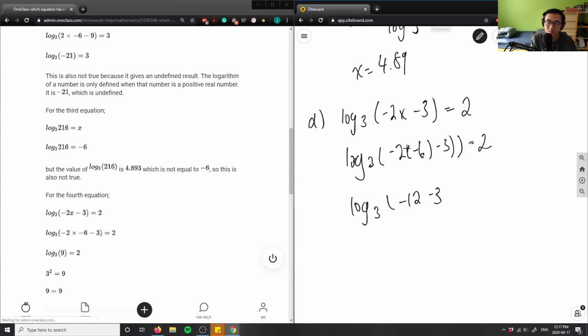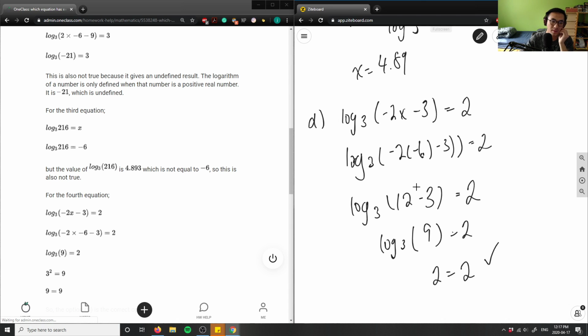Sorry, it'd be positive 12 minus 3. Right? -2 times -6 is positive 12, minus 3 equals 2. Log base 3 of 12 minus 3, here is 9, equals 2. And then obviously 2 equals 2. Right? So this here is my correct answer, because log base 3 of 9 is 2, right? Therefore, D here is the solution.